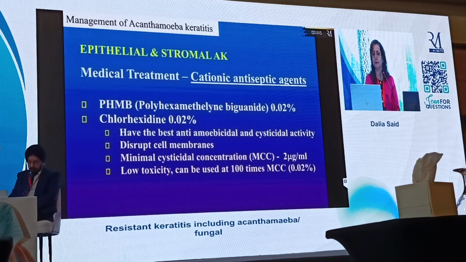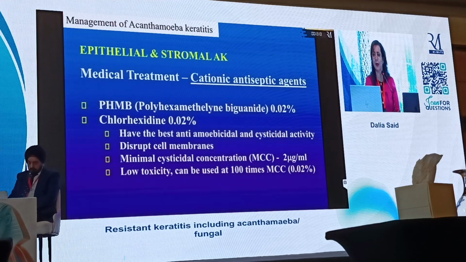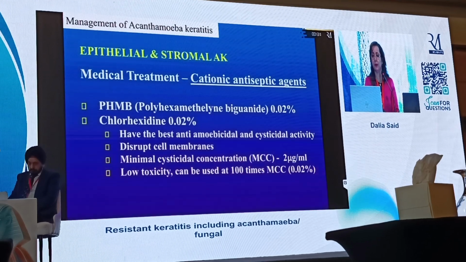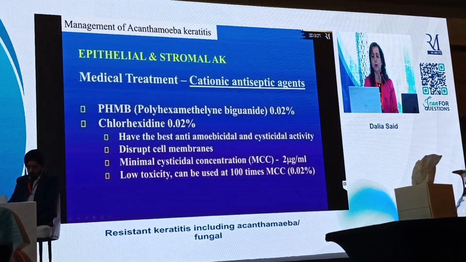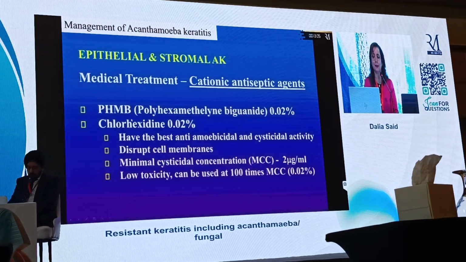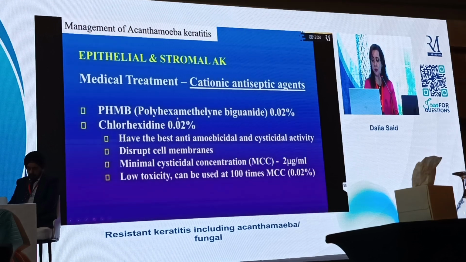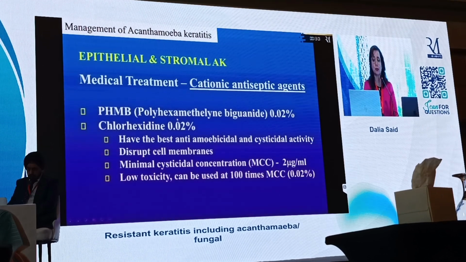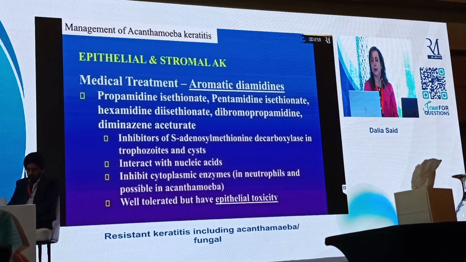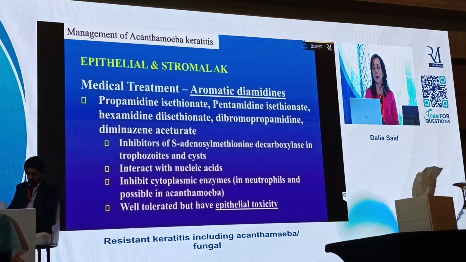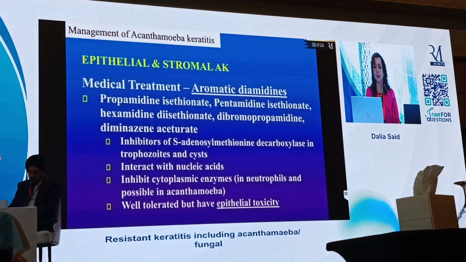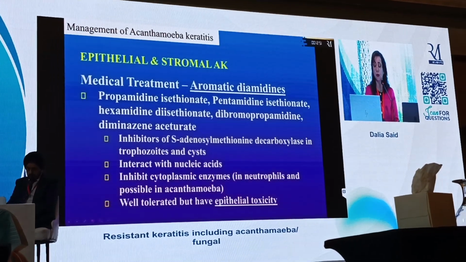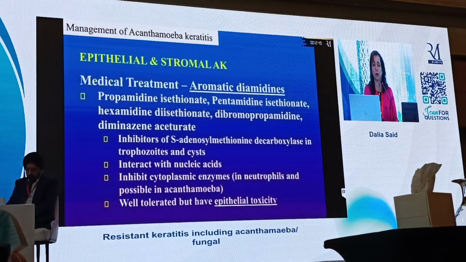else fails. How do we treat acanthamoeba? For epithelial and stromal disease, we use PHMB 0.02% or chlorhexidine. They come from the same group, either or, and sometimes we use them synergistically. And one of the aromatic diamidines, such as propamidine or hexamidine. But remember, the hexamidine is quite epithelial toxic, and not every patient will tolerate it.